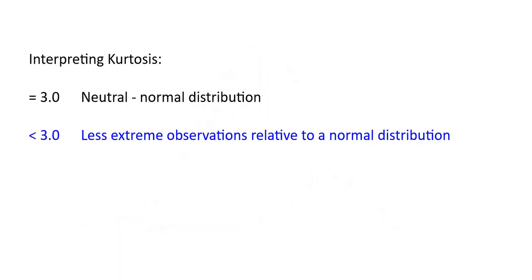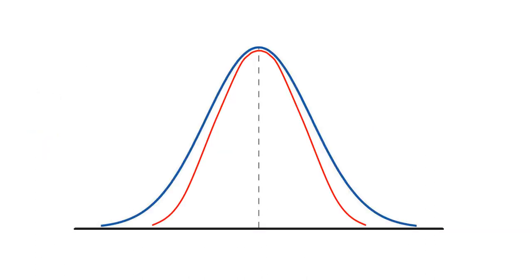A distribution with a kurtosis of less than 3 is said to be platykurtic. There are fewer observations in the tails or extremes at either end. This figure shows a normal distribution in blue and a distribution with a kurtosis less than 3 in red. The red or platykurtic distribution has more observations toward the center and fewer toward the tails.